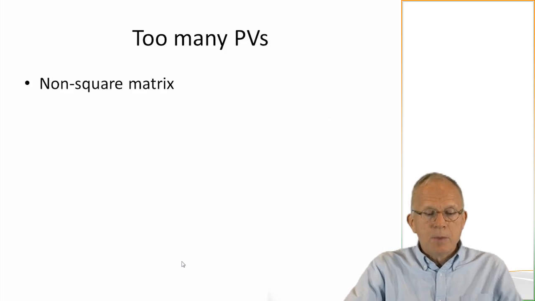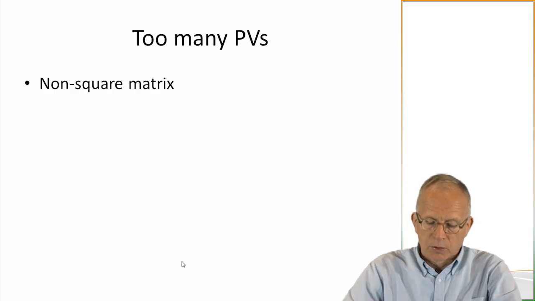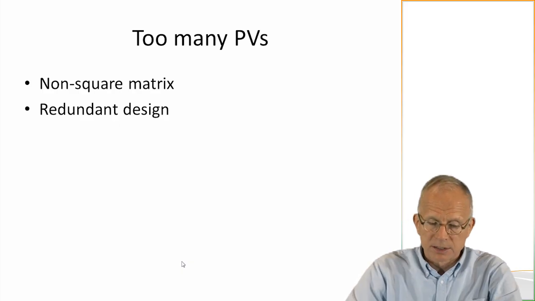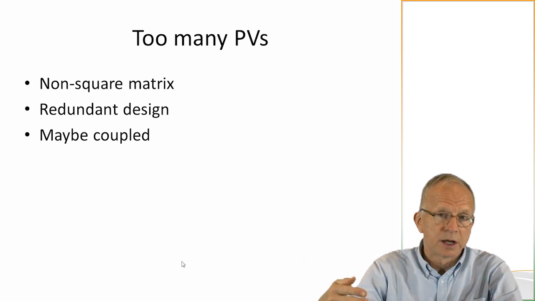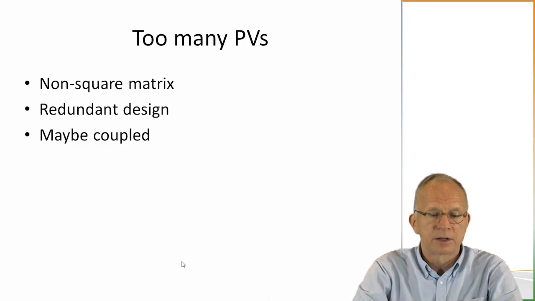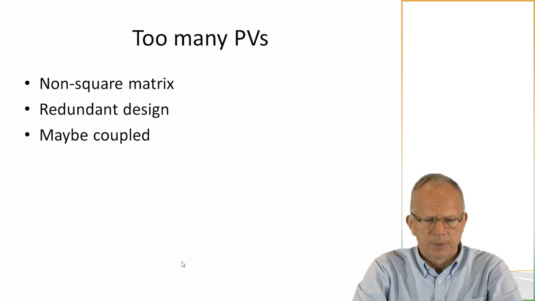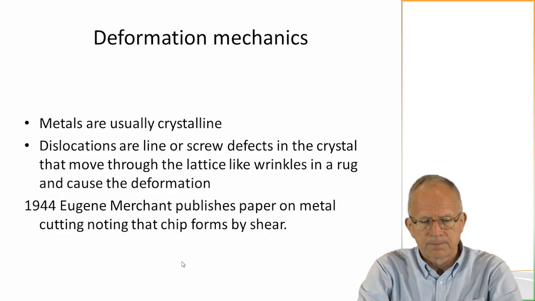As a matter of fact, there's too many, because if we consider them all, we have a distinctly non-square matrix. We took a look at what the DPs were that we needed, and those are relatively few. So why so many PVs? Well, we have certainly what's called a redundant design, and it may be a coupled design. So usually in these cases, what you try to do is hold as many PVs constant as you need in order to arrive at a square matrix. And then you have to decide which ones you want to adjust and which ones you want to hold constant. And we'll have an example of that later in this course.